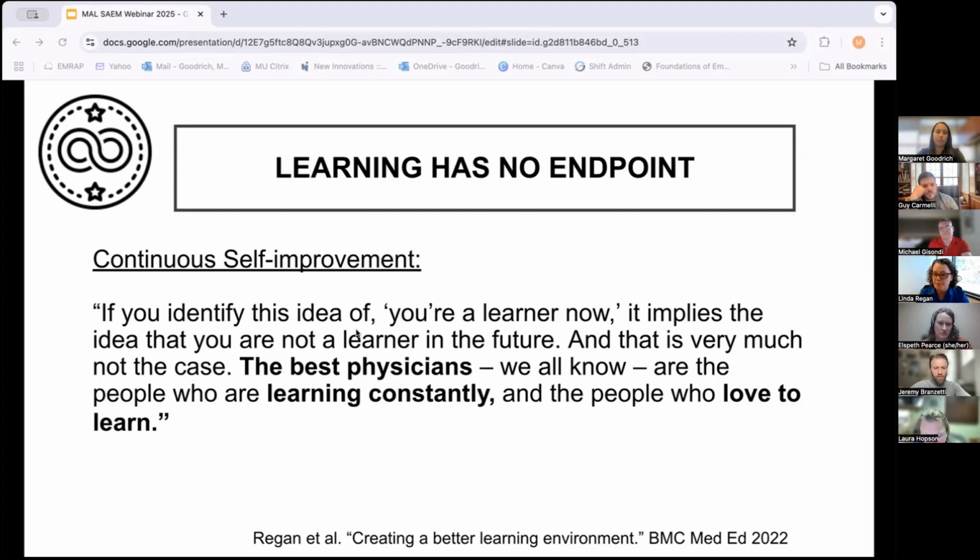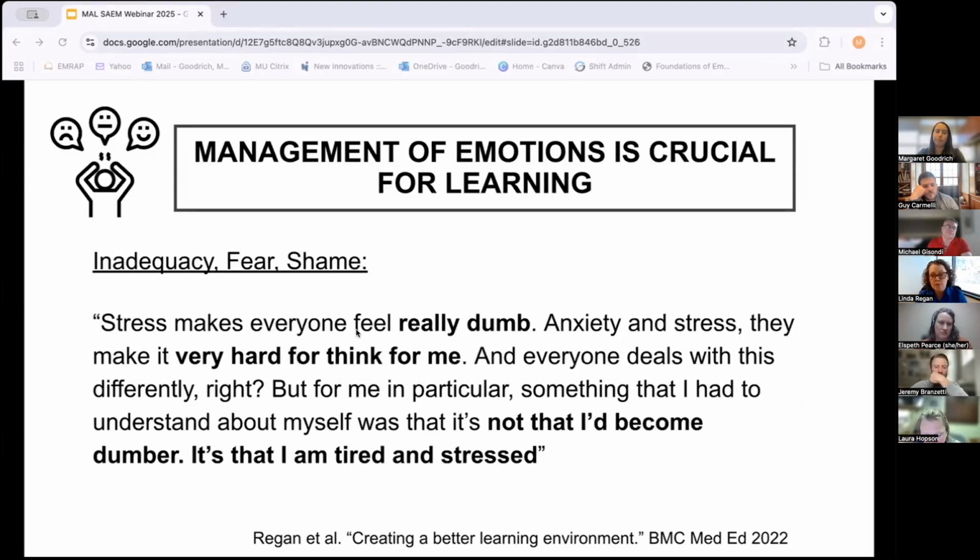Third big point, the management of emotions is crucial for learning. So we found in a number of our work, this idea that negative emotions in particular were really prominent, right? Stress makes everyone feel dumb. Anxiety, stress, they make it hard for me to think. And this idea that actually, I'm not dumb, I'm just tired and stressed.